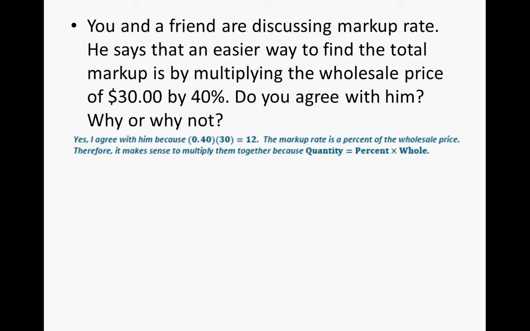Well, you should agree with him because 40 hundredths, which is 40% converted to a decimal, times 30 is 12. The markup rate is a percent to the wholesale price. Therefore, it makes sense to multiply them together because quantity is equal to percent times the whole.